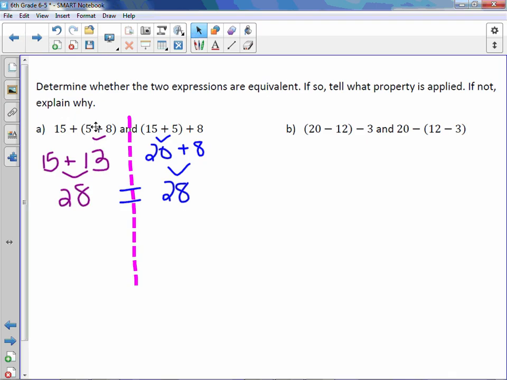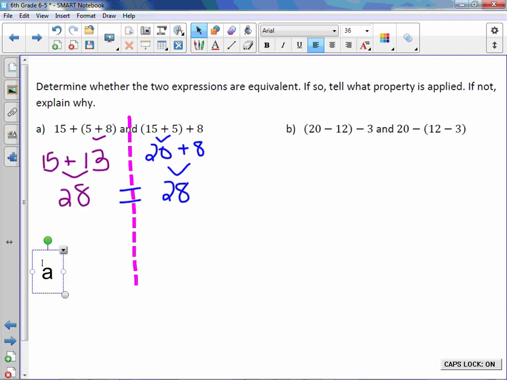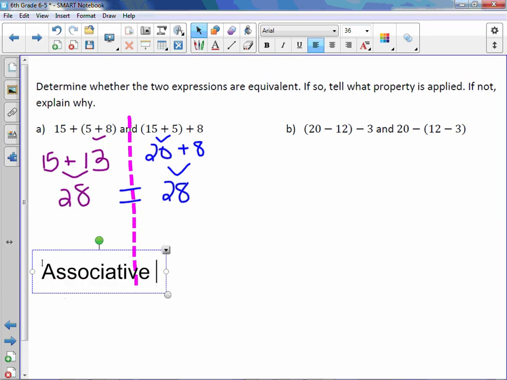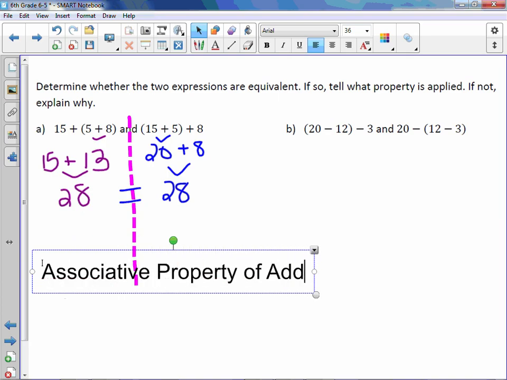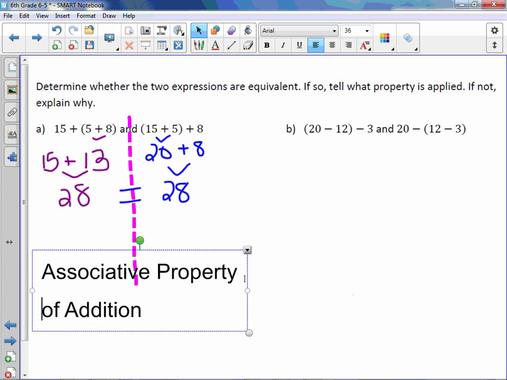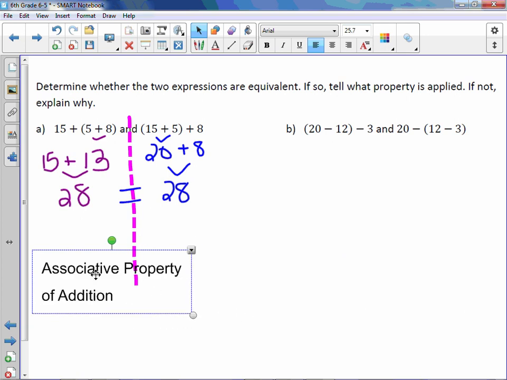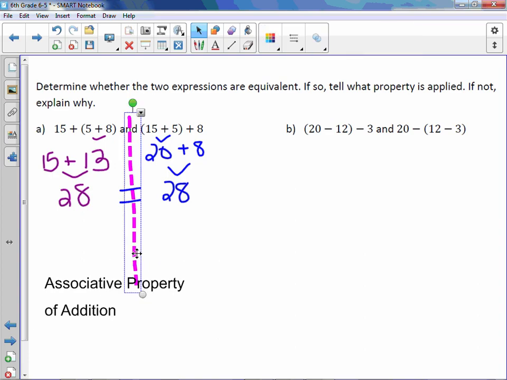and the thing that was different between the first and the second were the grouping symbols. So this would be the associative property. And this would be of addition, because we are adding. Letter B.